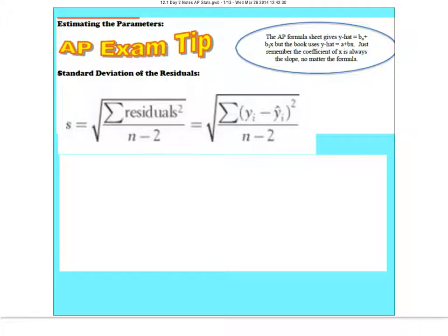Just be careful. Know that the y-intercept is here, so b naught is on the formula sheet. We reference a. It's the same thing. The b1 is on the formula sheet, but we just call it b. So just be careful to keep those straight.